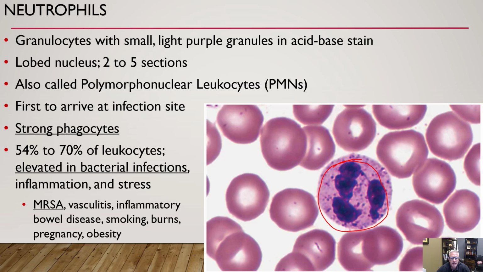With phagocytosis, neutrophils kill bacteria by creating this thing called a respiratory burst. It's actually a toxic chemical cloud of oxidizing agents such as hydrogen peroxide and bleach around the bacteria. And as the bacteria die, they are phagocytized by the neutrophils.